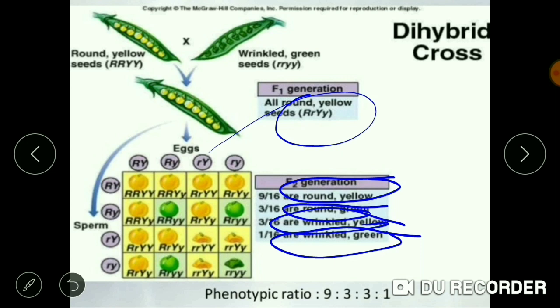So round yellow and wrinkled green were the plant varieties which the parents were already having, but the round green and wrinkled yellow were the new varieties which were obtained, and it was obtained because of the independent assortment of each of the alleles, which has given a completely new variety over here.